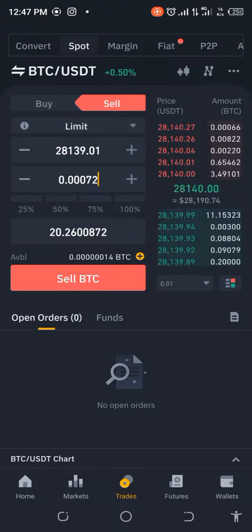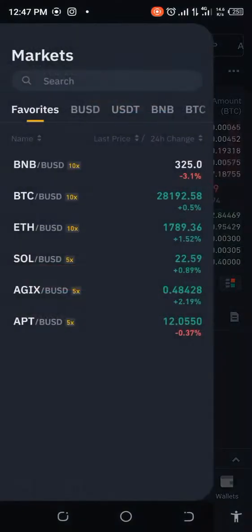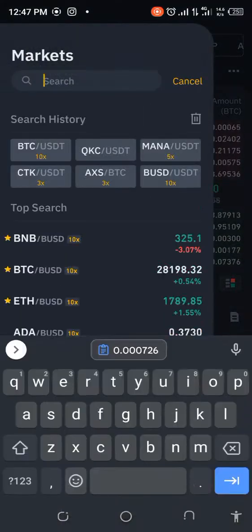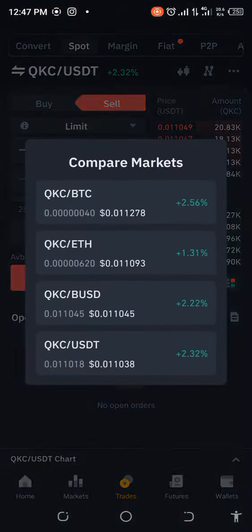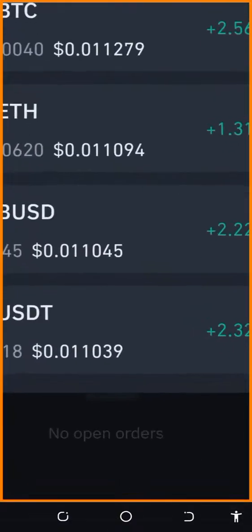So let's go ahead and do this. Are we ready? Let's hope that this is going to go through fast. Okay, so let's go straight to our QKC USDT. But before we go ahead, let's make sure that everything is still intact. So what do we have here? Everything still looks the same, still looks normal.